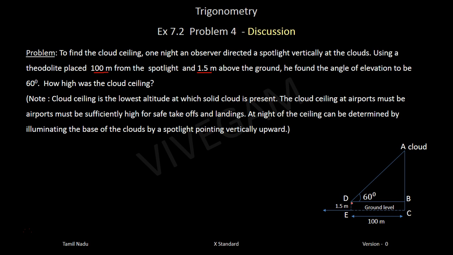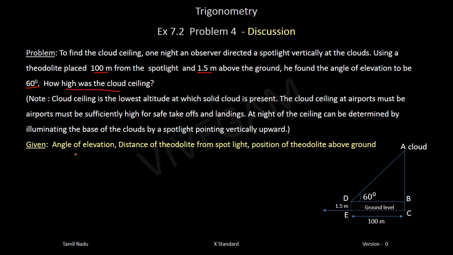So that is, sitting here, using the theodolite, they found the angle of elevation. The angle of elevation is basically, if you look up along that line, the angle with the horizontal line. The horizontal line is nothing but your eye level, right? A horizontal line through your eye level. So this is 60 degrees. So that they have found. Okay. Then what is asked? You are asked to find the height of the cloud ceiling. Right? Let's list it out: angle of elevation, distance of the theodolite from the spotlight, position of the theodolite above ground.